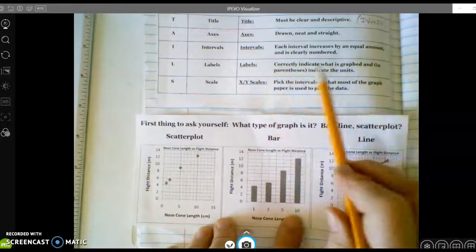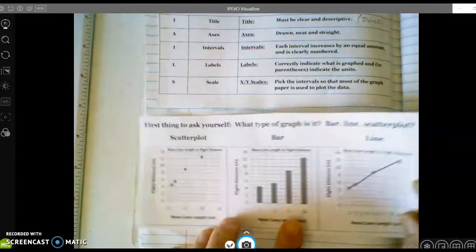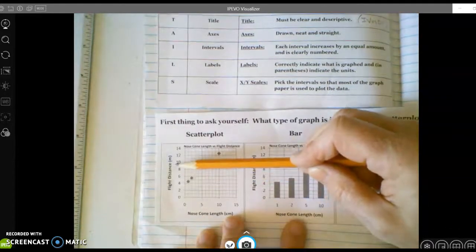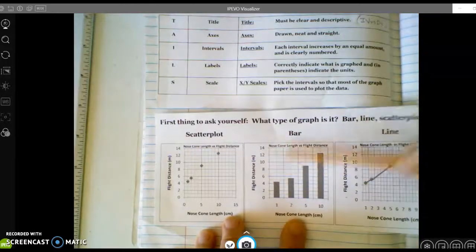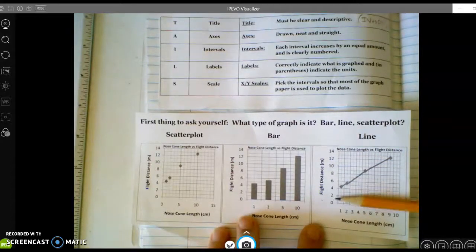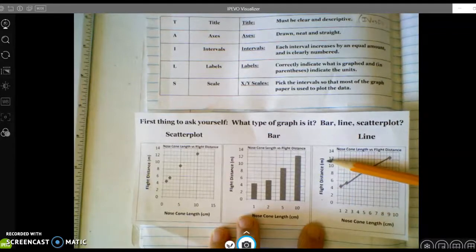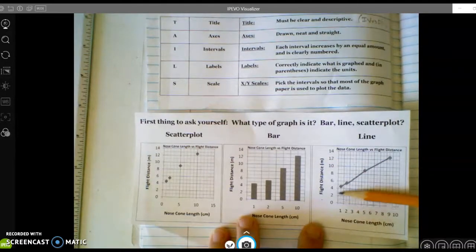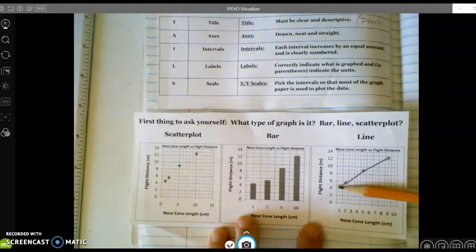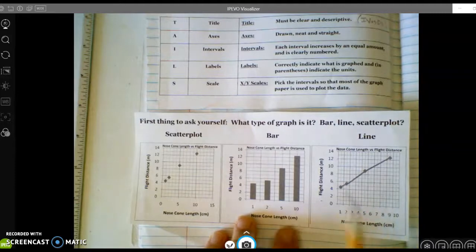Your labels correctly indicate what is graphed, and in parentheses indicate the units. So here, if you could see, this is the flight distance in meters, and it's the same for all these: flight distance in meters. So I know that these numbers don't mean miles, inches, centimeters or millimeters. I know that it's meters. So you want to make sure that you have that unit of measure here. That's really important, so we know the flight distance started at 4 meters, and then went up to about 13 meters, it looks like. And that goes for down here as well.